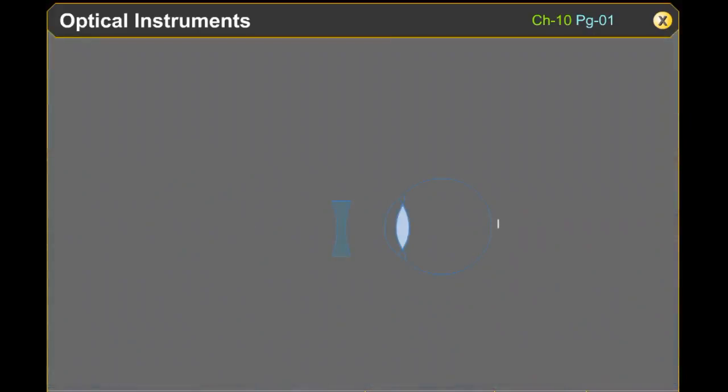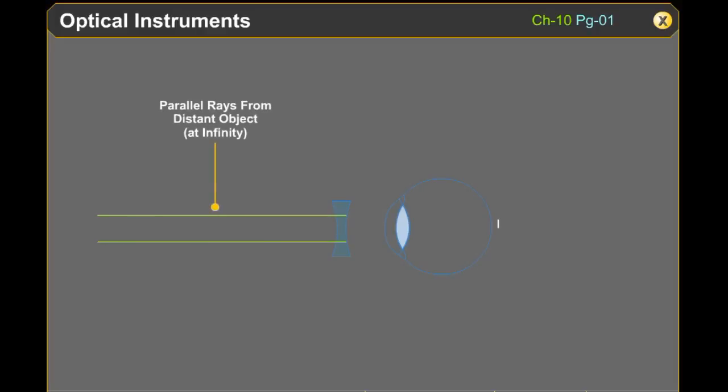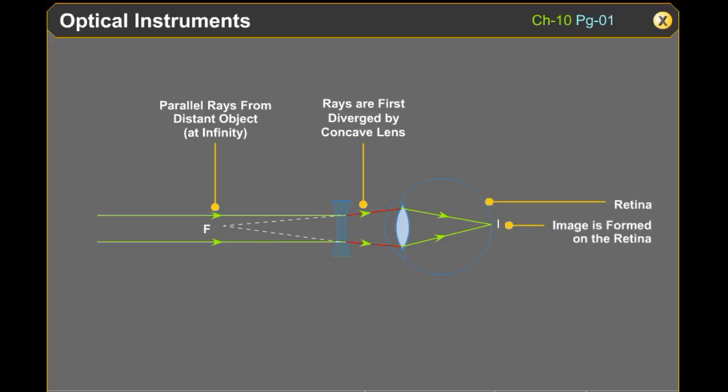When a concave lens L of suitable power is placed in front of the myopic eye, the parallel rays of light coming from the distant object are first diverged by the concave lens. Due to this, the concave lens forms a virtual image of the distant object at the far point F of this myopic eye. Since the rays of light now appear to be coming from the eye's far point F, they can easily be focused by the eye lens to form an image on the retina.